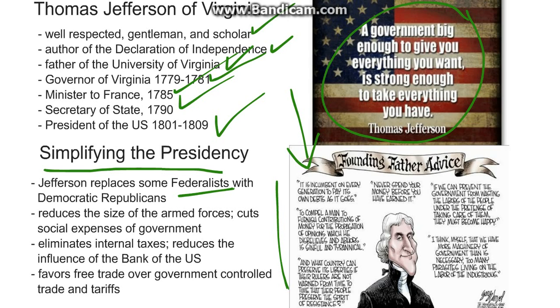Jefferson replaces some of the Federalists with Democratic Republicans, because of course he wants people of his own party to support him in his presidency. He reduces the size of the armed forces and cuts the social expenses of government, so there are no dinner parties at the White House. He eliminates internal taxes and reduces the influence of the Bank of the United States, because he disagreed with Alexander Hamilton and thought the bank gave the government too much power. He favors free trade over government-controlled trade and tariffs. So in a lot of ways, he scaled back the power of the presidency and tried to limit it substantially.